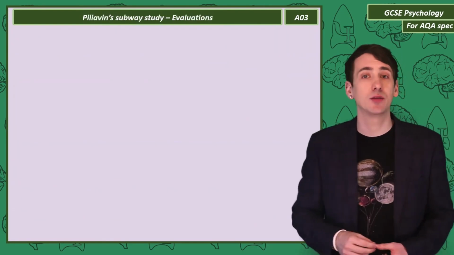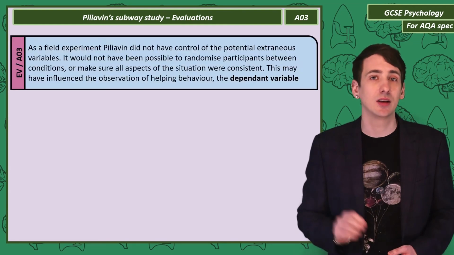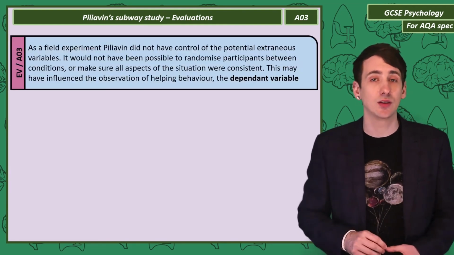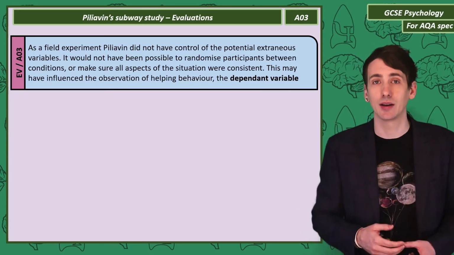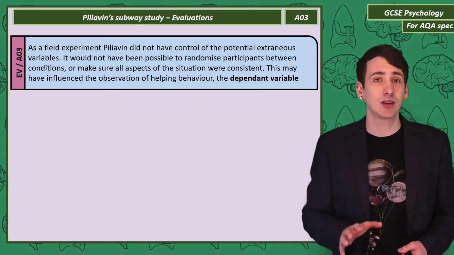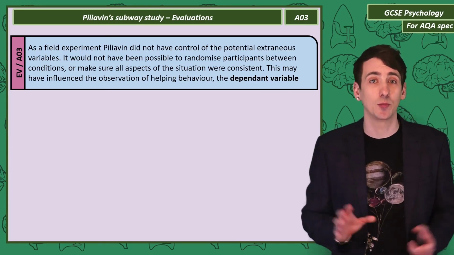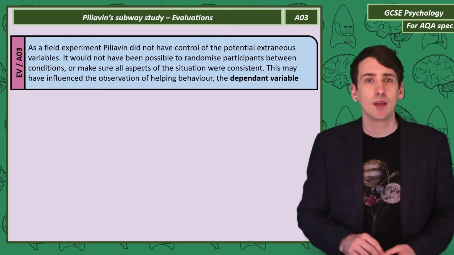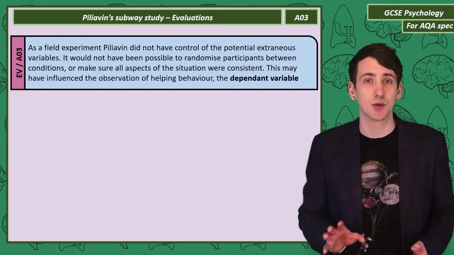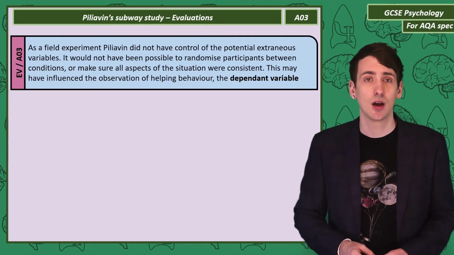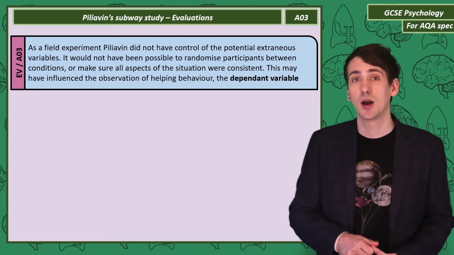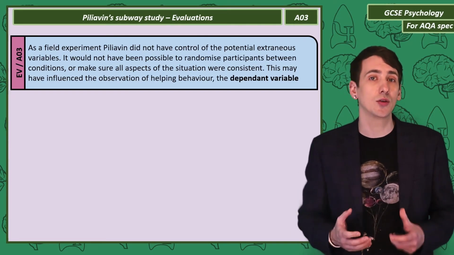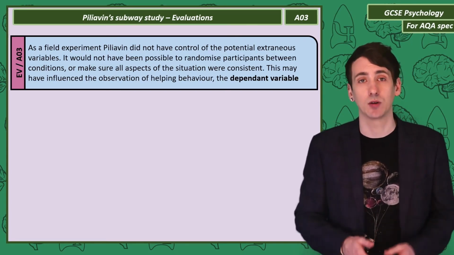When evaluating Piliavin's subway study, we can consider the advantages and disadvantages of using a field study method, and how that influences the validity of the findings. As a field study, we have to consider that Piliavin didn't have control of potential extraneous variables. There could have been uncontrolled differences between the drunk and disabled conditions, such as the individual differences between the passengers on the subway. Maybe more helpful people were on the subway by chance in the disabled condition.